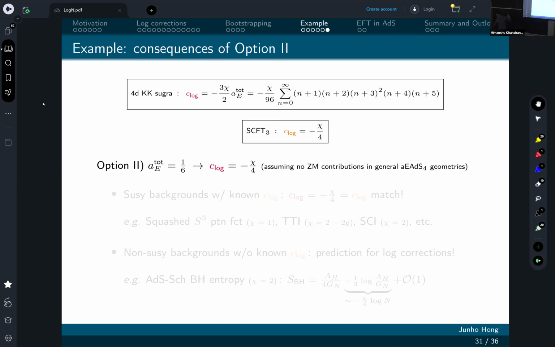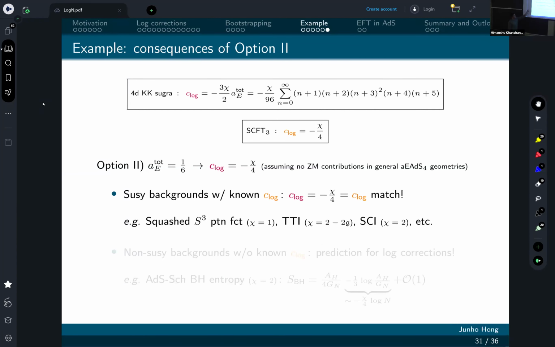Then, if you consider supersymmetric backgrounds with non-trivial log coefficient from the holography side, the field theory side by localization, the results perfectly match. Because the field theory side result, as already pointed out, is always given by minus chi over 4 for the squashed sphere partition function, twisted index, and superconformal index. So the gravity and field theory sides look consistent.